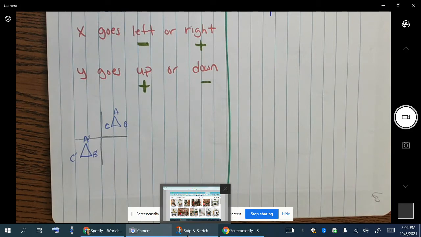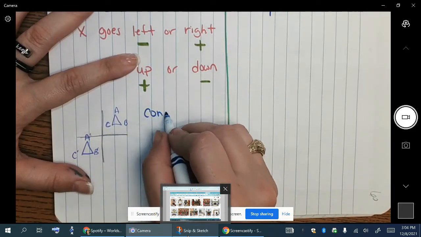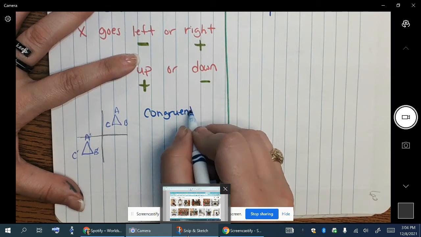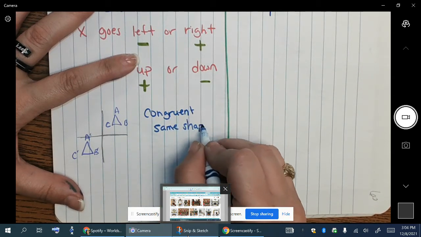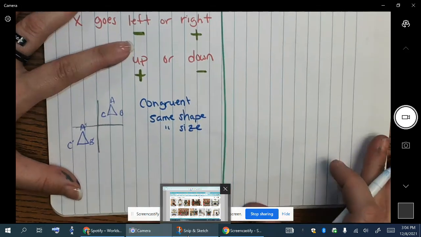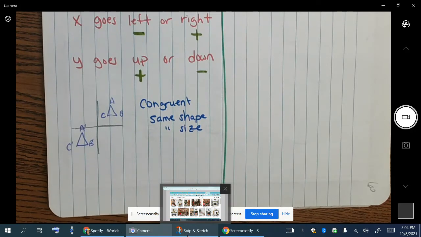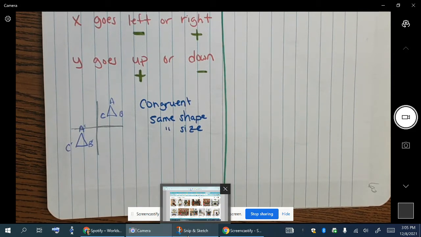Okay, when I just move a shape, does it change shape? No. Does it change size? No. So it's congruent. And congruent means same shape, same size. So it's like you are standing somewhere and you moved 3 steps to the right. You didn't get taller, you didn't get shorter, you didn't lose weight, you didn't gain weight, you just moved locations. So in a translation, the shapes are congruent.